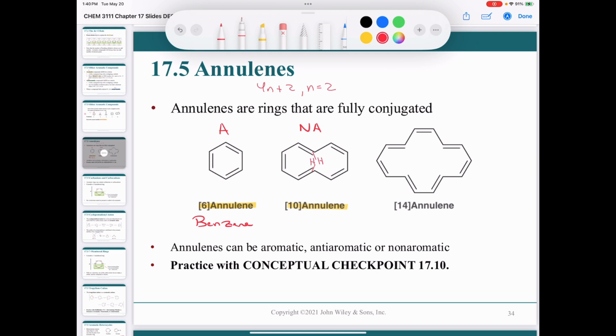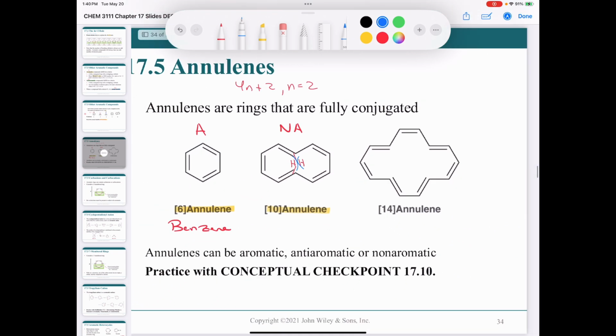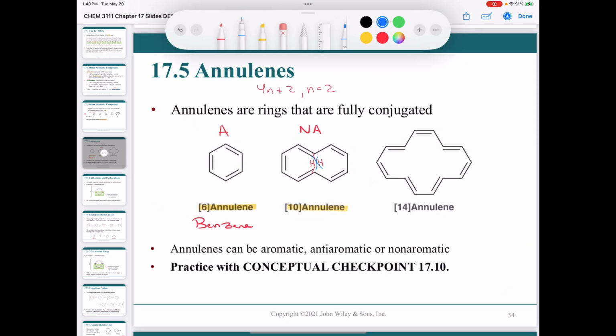There are 2 protons in the middle here, and these protons cause a steric hindrance to occur in the middle of the ring. This pushes the ring out of planarity, and so those p orbitals don't overlap efficiently. And so it's actually non-planar, and so it's considered to be a non-aromatic compound.